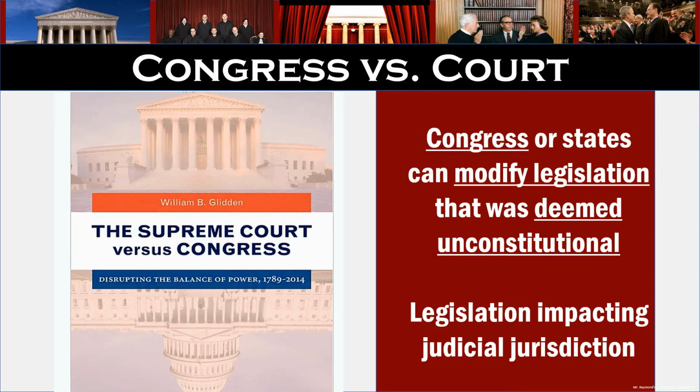This brings us to the court and Congress. We talked about judicial review. So what can Congress do if the court finds its laws unconstitutional? Well, they can rewrite a law in a way that addresses the parts that were found unconstitutional, hopefully taking those out, and pass a similar law.